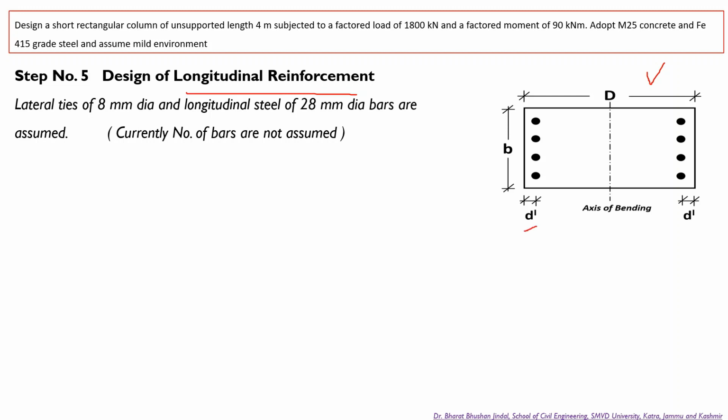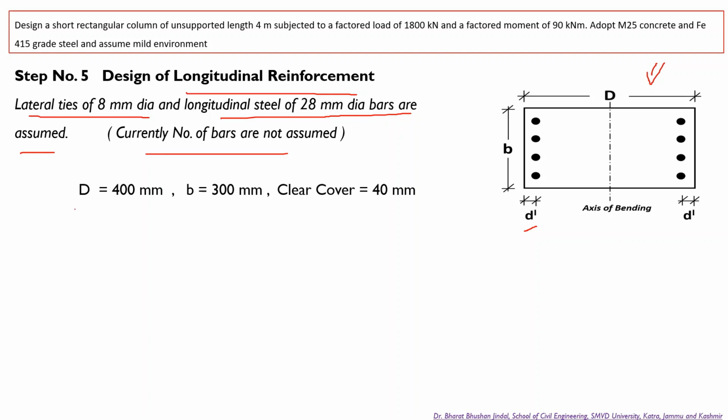So here D dash will be the effective cover to the reinforcement. The lateral ties which we are going to provide will be of 8 millimeter dia, and the longitudinal steel will be of 28 millimeter diameter bars. We have already assumed this, but currently we have not decided the number of bars. So this diagram is only for representation purposes, so that we can understand what is capital D, what is small b, and what is D dash. Later on, once we decide how many bars to provide, we will modify this diagram.